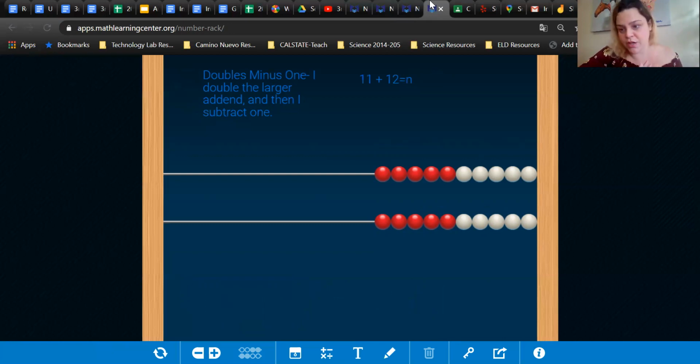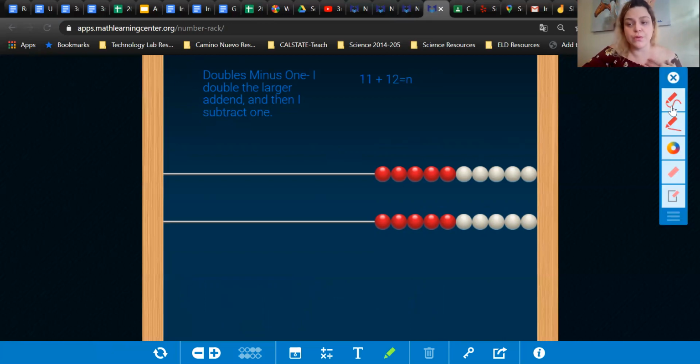It's the same equation that I'm using. So again, these are different notes, so make sure you write this note down if you didn't review this with your teacher yesterday or you didn't get to watch the video. Doubles minus 1. I double the larger addend and then I subtract 1. So this is just another efficient strategy.